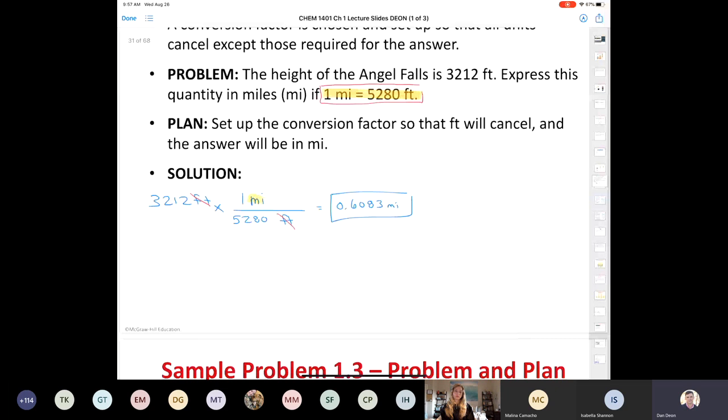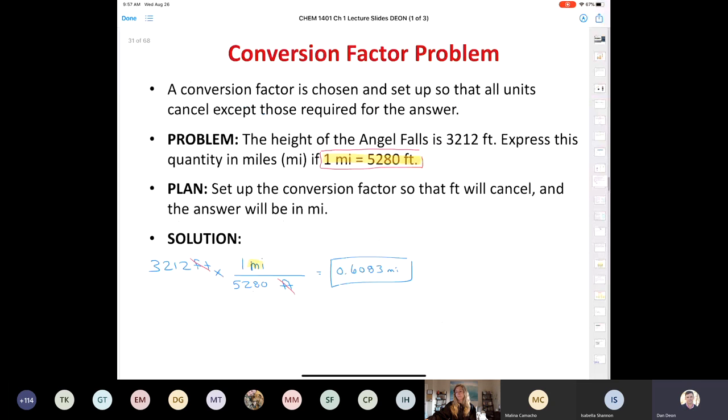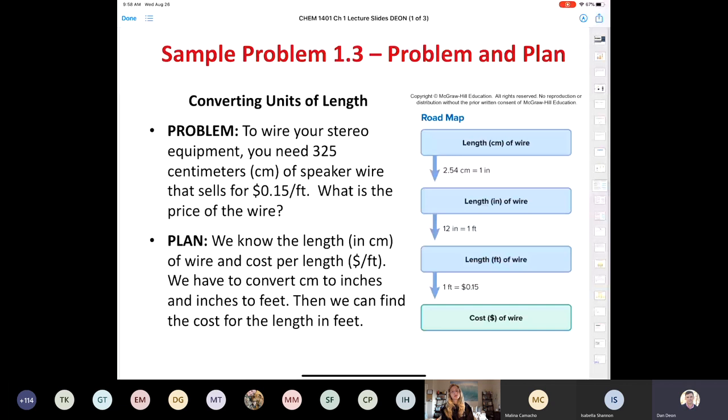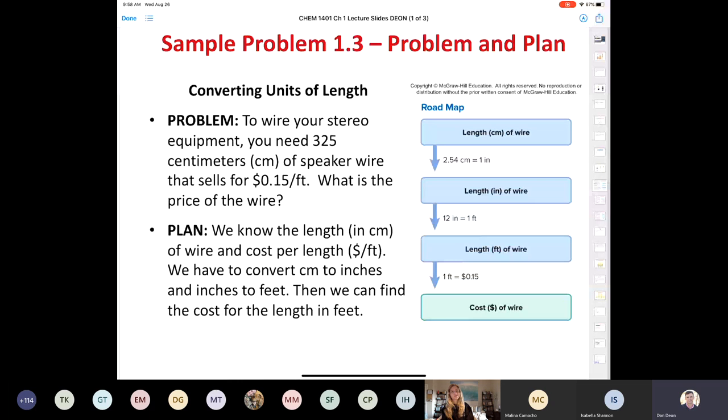In my slides that are posted to Canvas, sometimes I have the solutions in the problems and sometimes I don't, depending on the problem. But anyhow, let's move on and try another problem that involves conversion factors. But this time we're going to do a problem that involves more than one conversion factor.